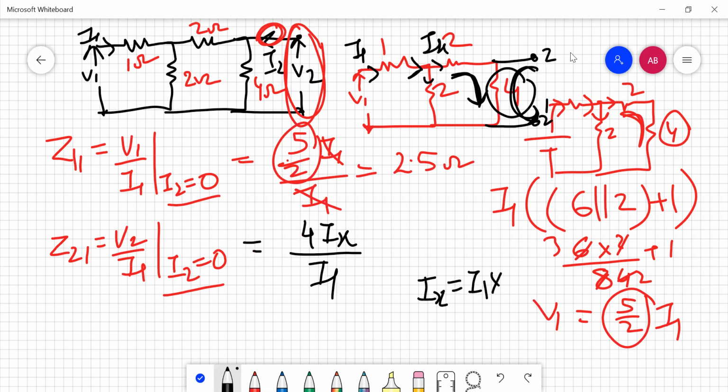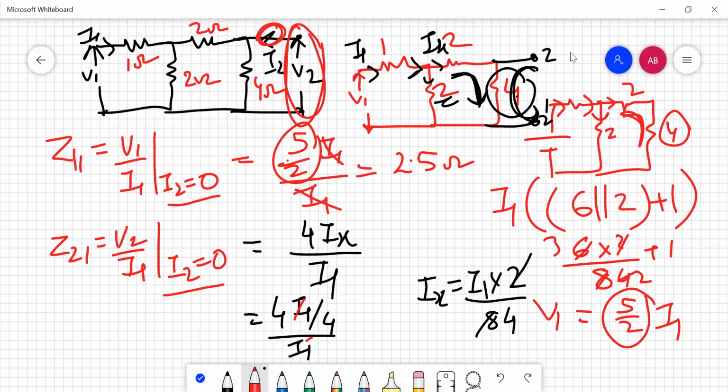So the current division rule will make it I1, that is the total current, multiplied by the opposite branch resistance, that is 2 ohm, divided by 4 plus 4, that is 8. So this cancels out and I am left with I1 by 4. So here I am going to apply the Ix value as I1 by 4 divided by I1. So this cancels this, and I am left with 1 ohm as the value of Z21. So now let's find out the other pair of parameters.